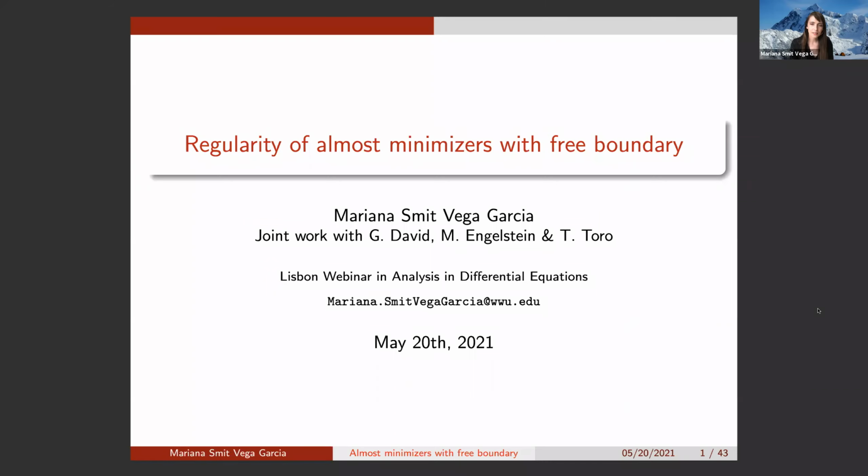She was interested in understanding what happens if you have an energy and you don't look at minimizers of this energy, but almost minimizers. This also gives rise to free boundaries, which is something I'm very interested in understanding. However, before getting into this almost minimizer business, I will start with the minimizers themselves, so we can compare what can be done in comparison with the minimizers.